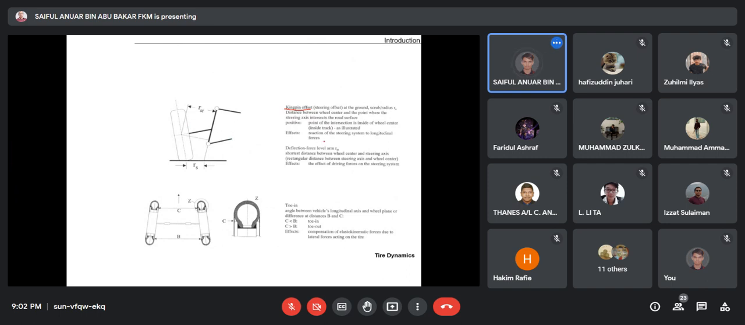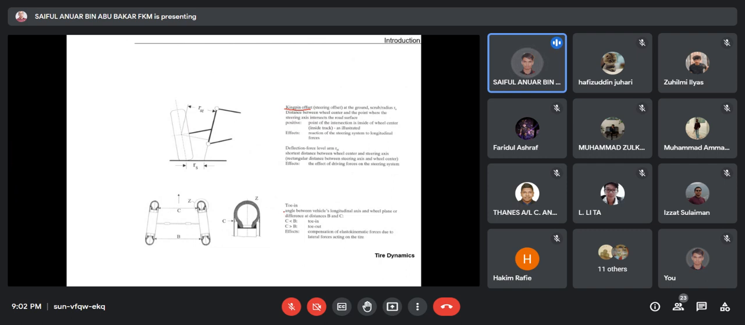Here we have the positive kingpin offset. It is going to affect the steering system with longitudinal forces. For the disturbing force lever arm, this is the shortest distance between the wheel center and the steering axis, so you're going to affect the driving forces on the steering system.